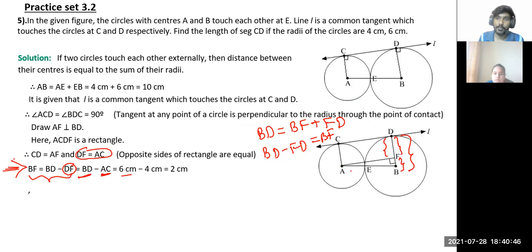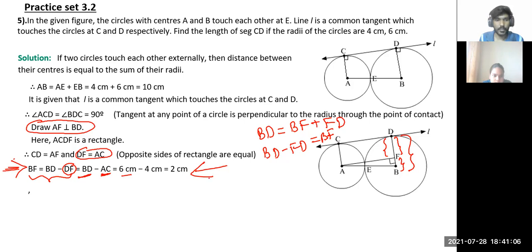Oh, okay. Because we constructed that. Yes, we constructed it. See, at this step, we say, draw AF perpendicular to BD. So because of that construction, this becomes a rectangle. Yeah, got it. Okay. Is this step clear?